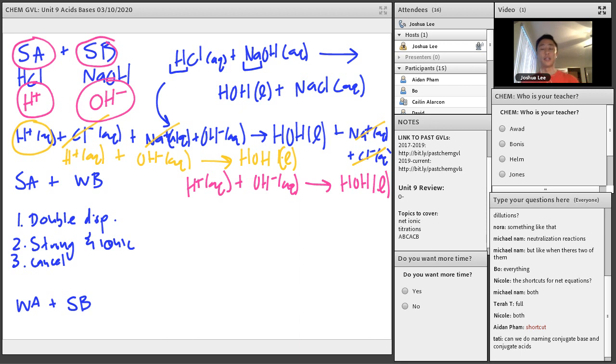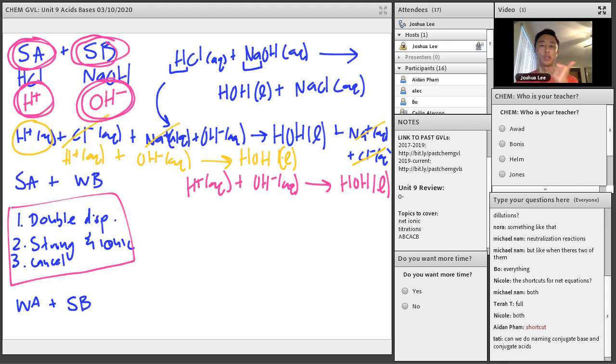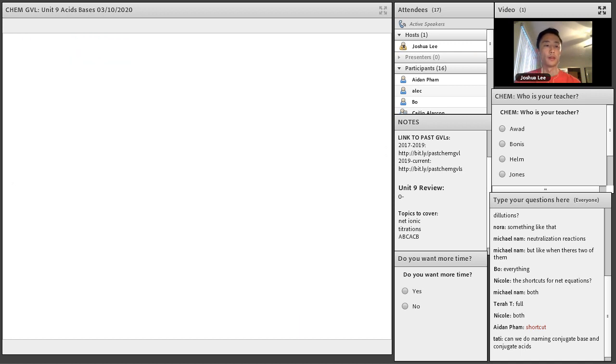So same exact thing as the long way, but now all you have to show me is that you know HCl is a strong acid, so it's going to turn into H plus. Strong base will turn into OH minus. Or the long way is just to double displace, then break up strong stuff and ionic things, then cancel out whatever's on either side. That's the general rule. That's about it. So let's give you some examples.